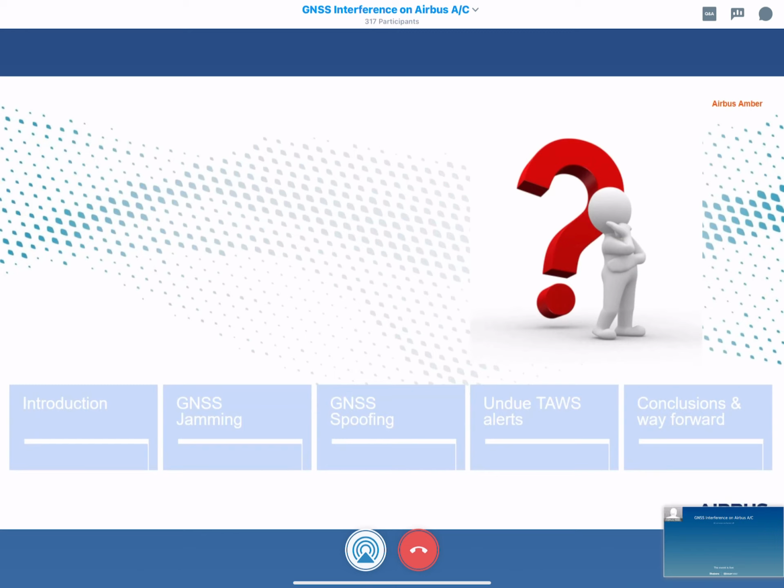The next question is, have there been known cases of GNSS spoofing on Airbus aircraft, and what has been the effect on the aircraft?